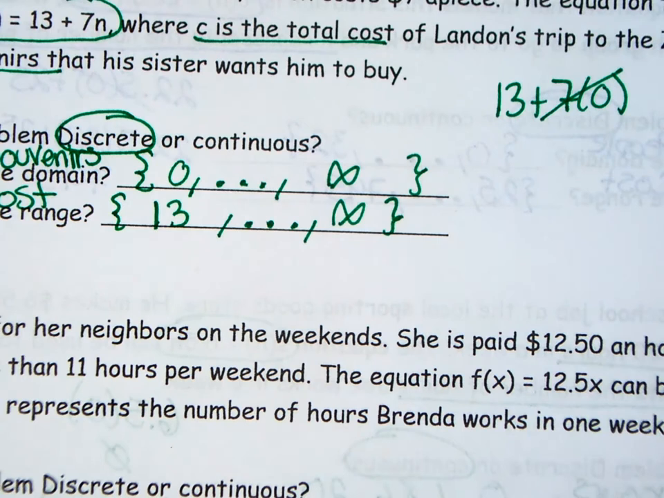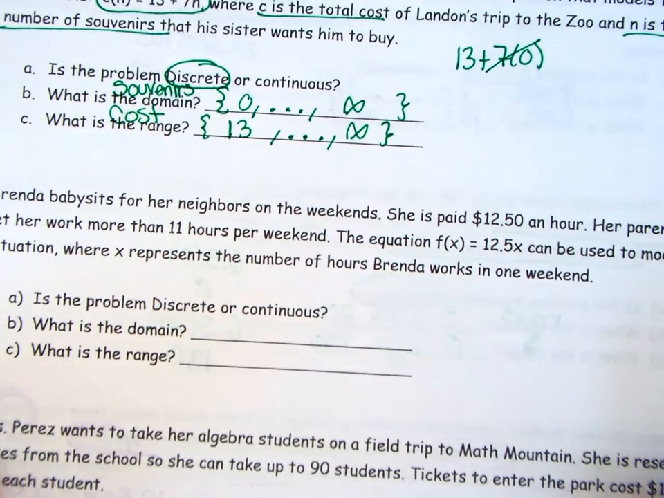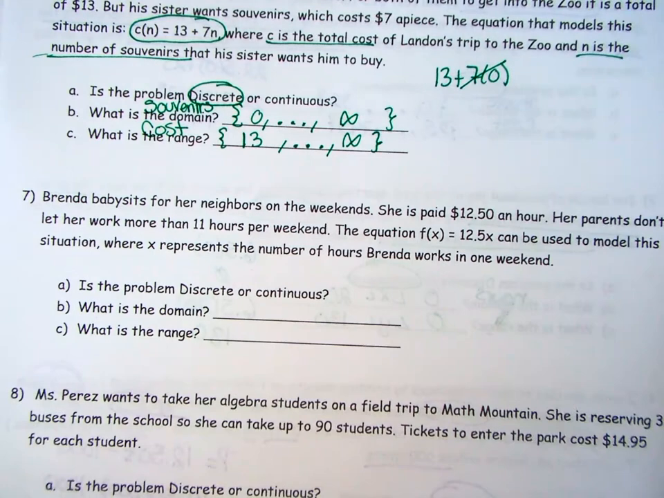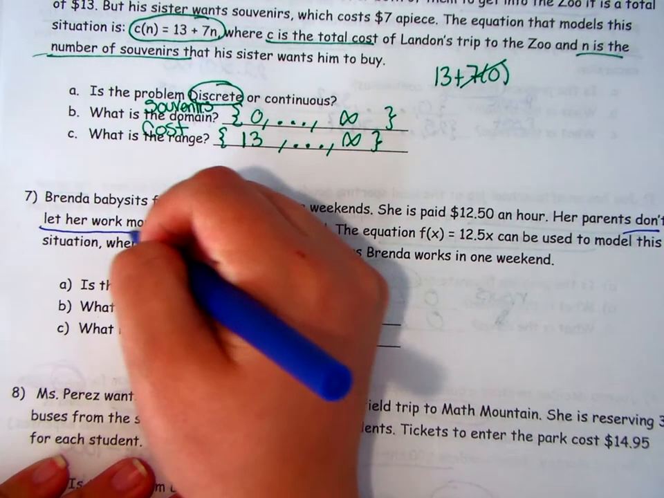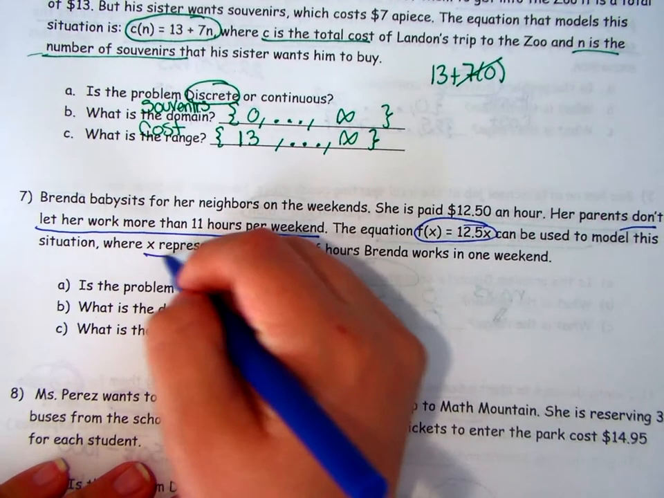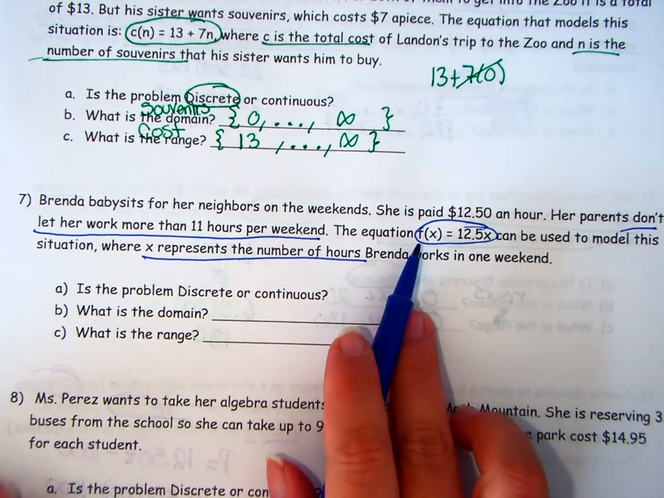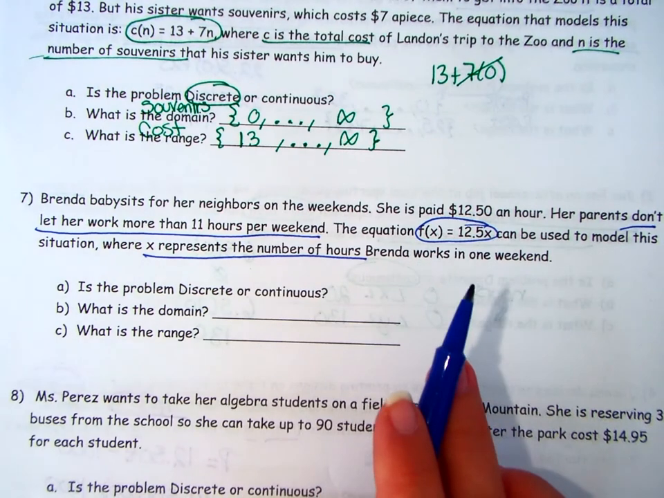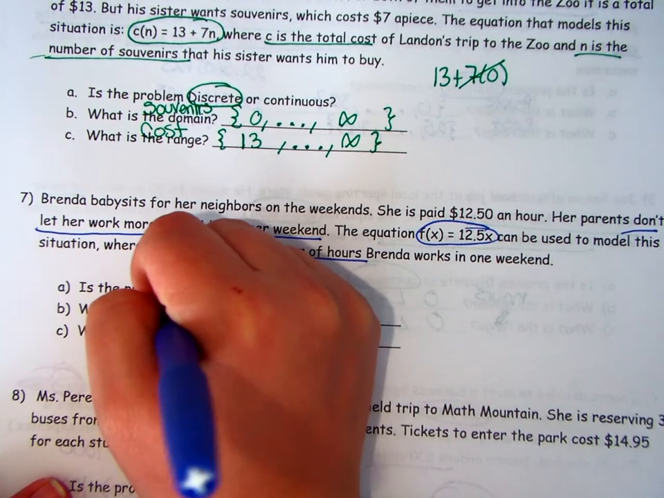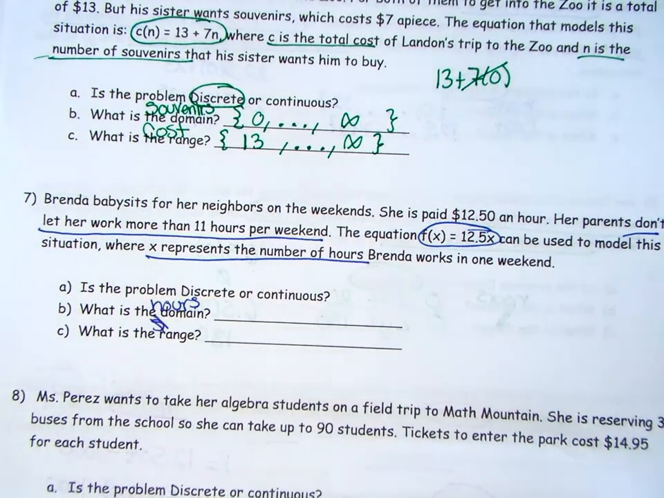Next problem, number 7. Junior babysits for her neighborhood on the weekends. She is paid $12.50 an hour. Her parents don't let her work more than 11 hours per weekend. The equation y equals 12.5x is used to model the situation, where x represents the number of hours. Good. So x is hours, so our y is money. So hours, and money is our range.